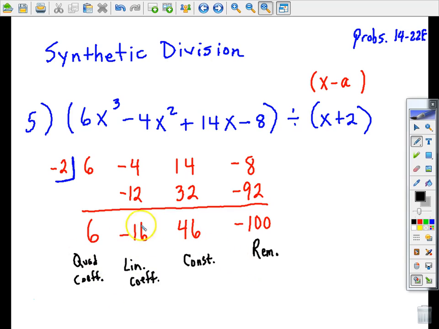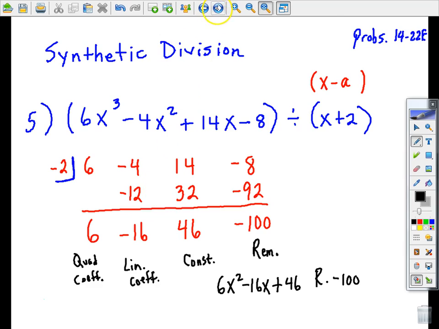So here's my final answer. You don't just do the synthetic division process and stop. Our answer should be a polynomial, and so our answer is going to be this: 6x squared minus 16x plus 46 with the remainder of negative 100. Okay, and that is synthetic division.